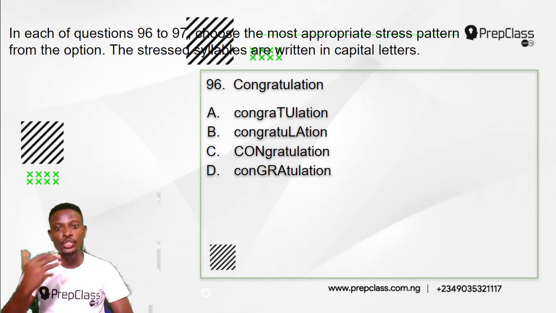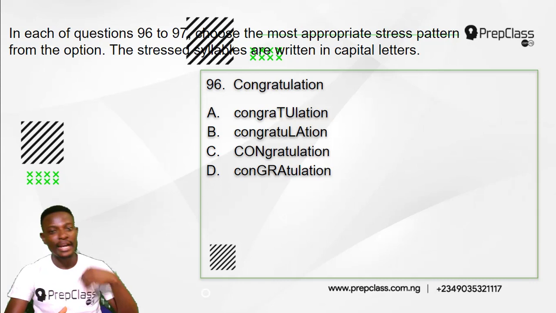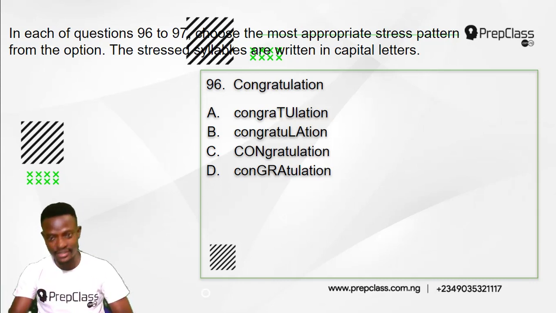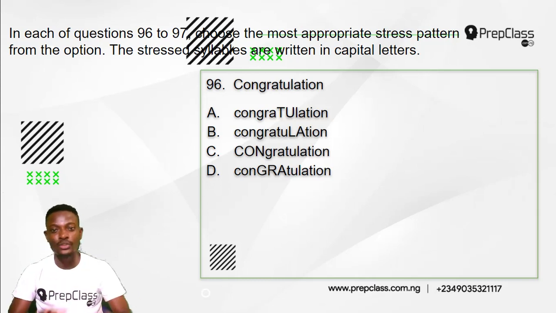Option A, to receives the stress. Option B, lay receives the stress. Option C, con receives the stress. Option D, gra receives the stress. So, which of these options shows the correct placement of stress on the word congratulations?